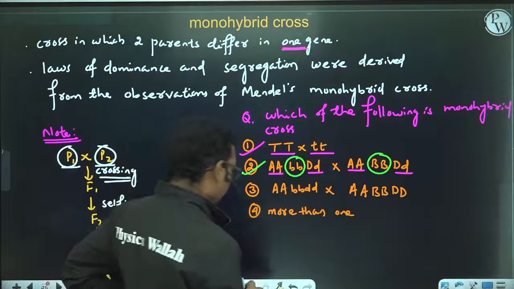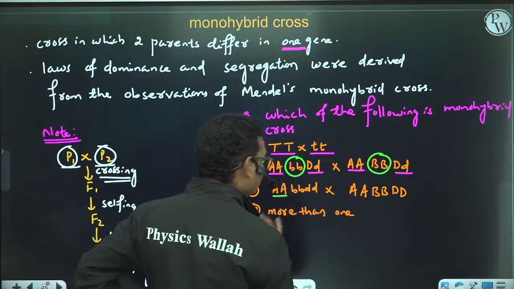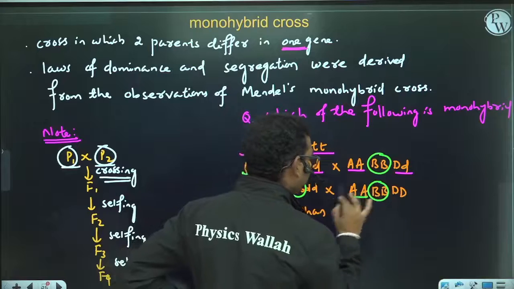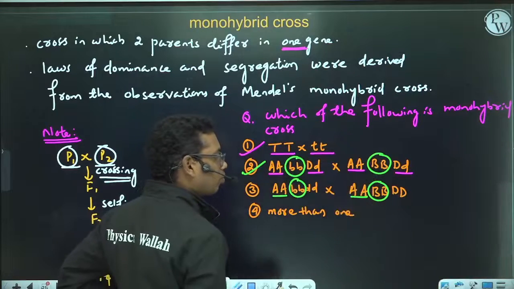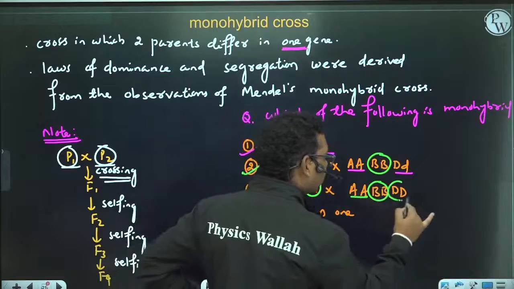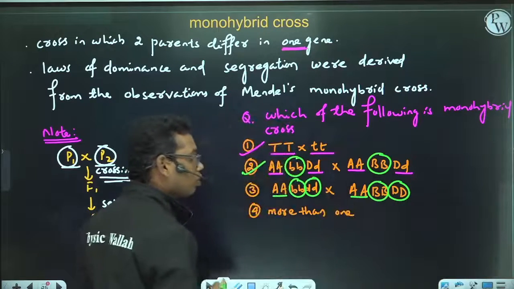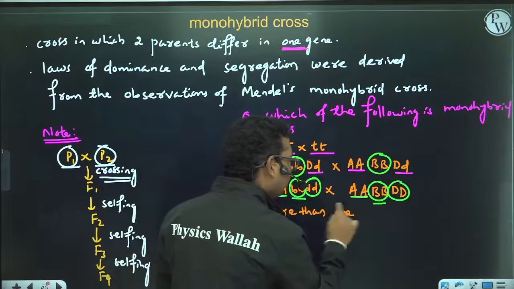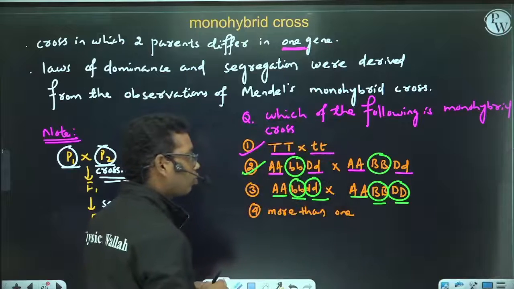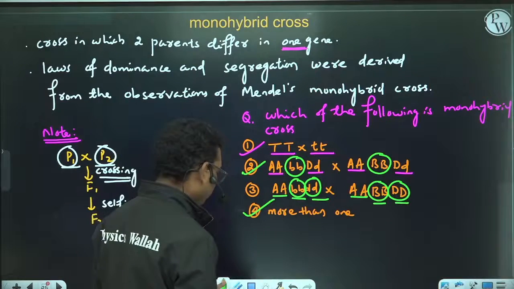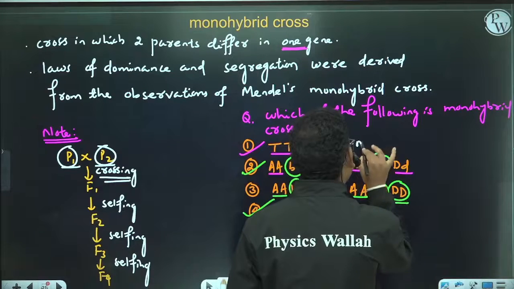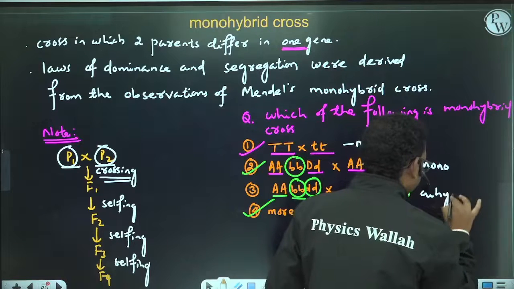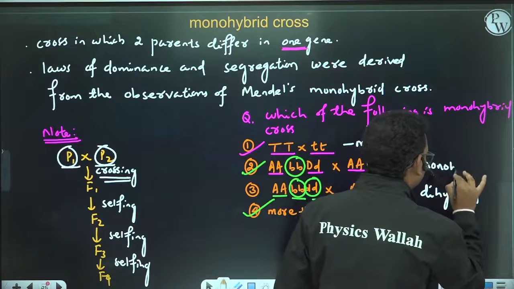But in the third case, here I have capital A, here also capital A. Here I have small b, here capital B. That means in one gene these two parents differ. Here I have small d, here capital D. That means this is an example of a dihybrid cross, because these two parents differ from each other in two genes, in gene B and in gene D. That is why this is a dihybrid cross. So the answer will be more than one. This is an example of a monohybrid cross, this is also an example of a monohybrid cross, and this is an example of a dihybrid cross.